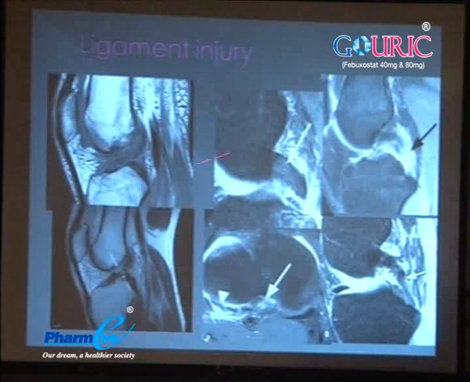Ligament injury, we're talking of the ACLs and the PCLs. That's the ACL. Again, it shouldn't have so much signal in it. It should be quite dark, but it's not dark.